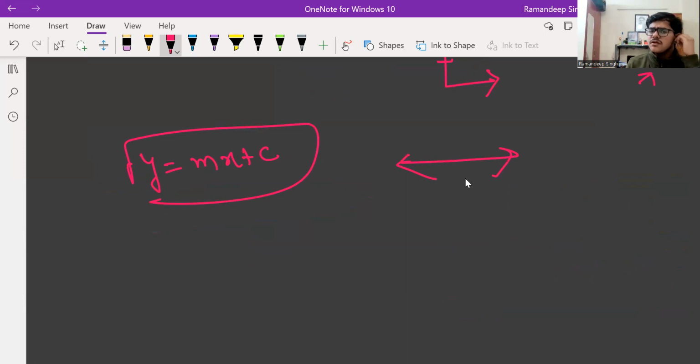But why are we so focused on this y equals mx plus c, and what do we want to interpret or know from this? We will study this now. I will take a short break here.